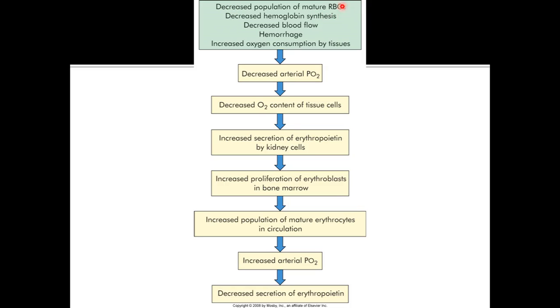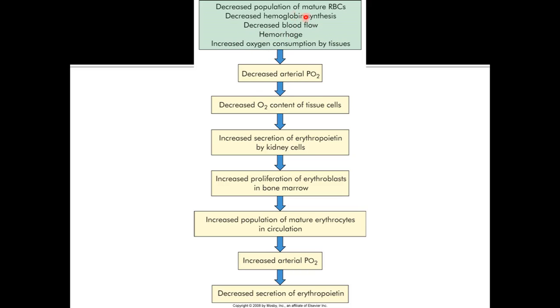Decreased population of mature red blood cells. If there are not enough mature red blood cells, then there's not going to be enough oxygen carrying capacity of the blood, and that causes problems. Hemorrhage. Again, we're losing red blood cells, so oxygen carrying capacity of the blood diminishes, and so on.